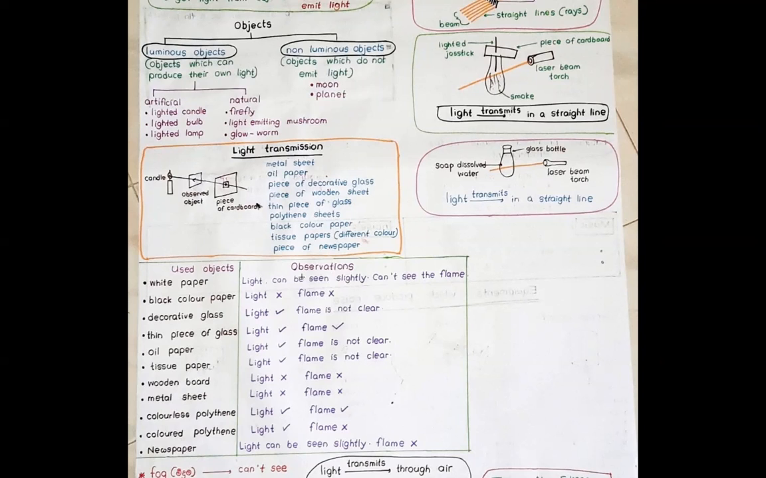Right. But if you take a colored polythene, what happens? You can see that there is light, but you can't see the flame. The flame is not clearly visible. We can't see that there is a flame around the candle. Right? That is because of the color.